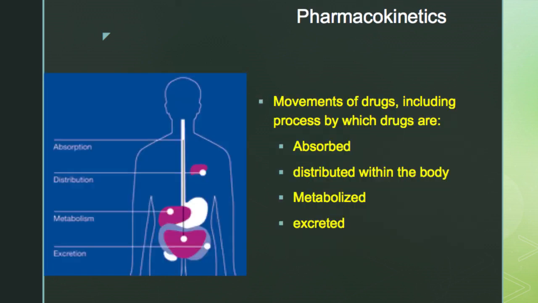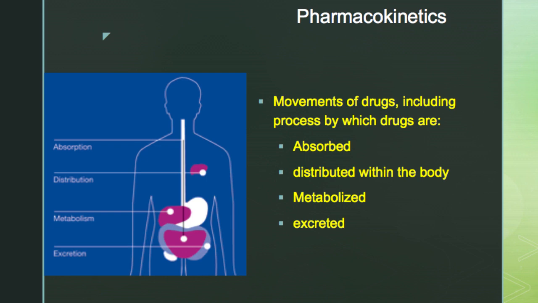Pharmacokinetics, which is sometimes described as what the body does to a drug, refers to the movement of drug into, through, and out of the body. The time course of its absorption and bioavailability, distribution, metabolism, and excretion are also described in pharmacokinetics. So let's talk about absorption.